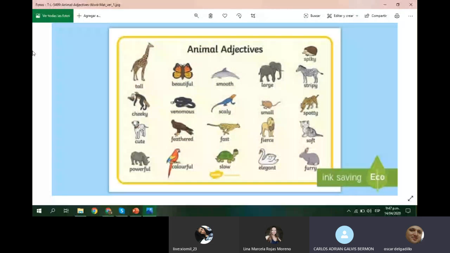The cheetah is faster than the turtle. Okay. The lion is the most fierce of the jungle, teacher.